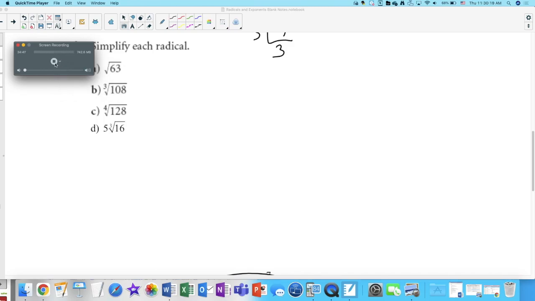Just give me one sec. Why do I not remember how to pause this thing? All right, I'm just going to stop it, and then I'll slice these together.